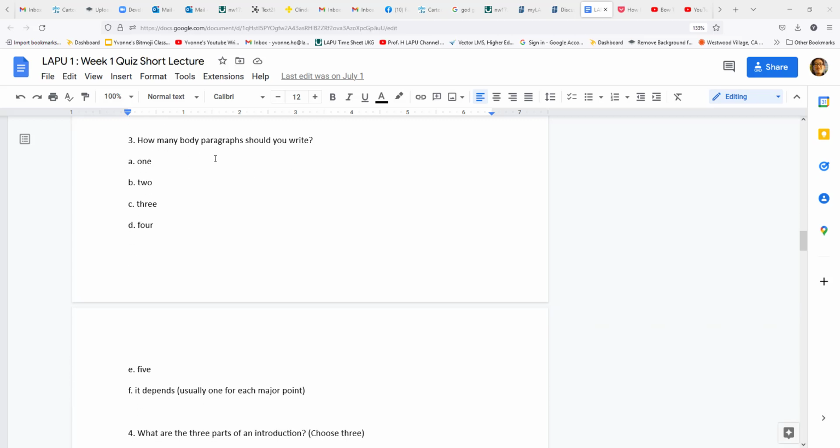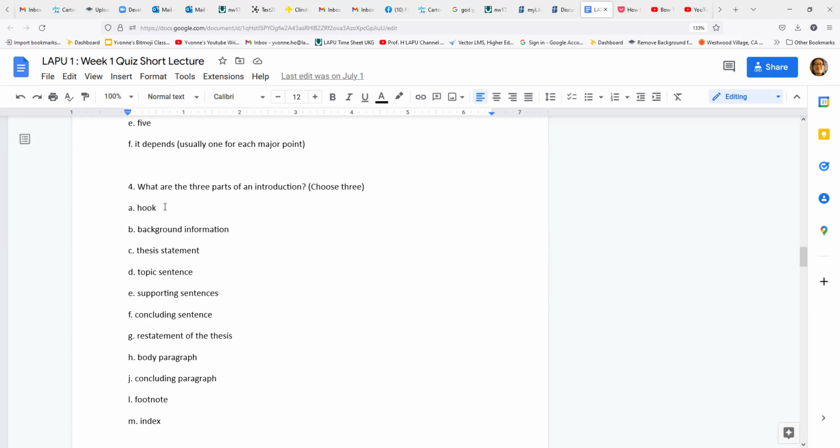How many body paragraphs should you write? 1, 2, 3, or 4? Well, the average thesis statement has 3 reasons. Therefore, you will be writing 3 body paragraphs. If you have 4 reasons, you're going to write 4 body paragraphs. But for our class, you're just going to stick with 3 reasons in your thesis statement. Therefore, those 3 reasons translate into 3 body paragraphs.